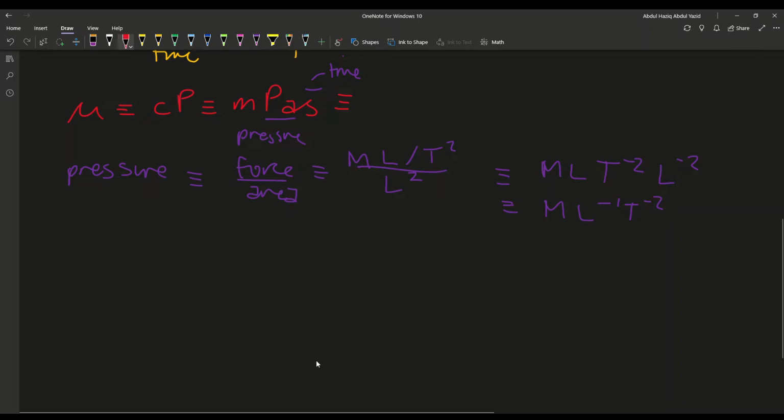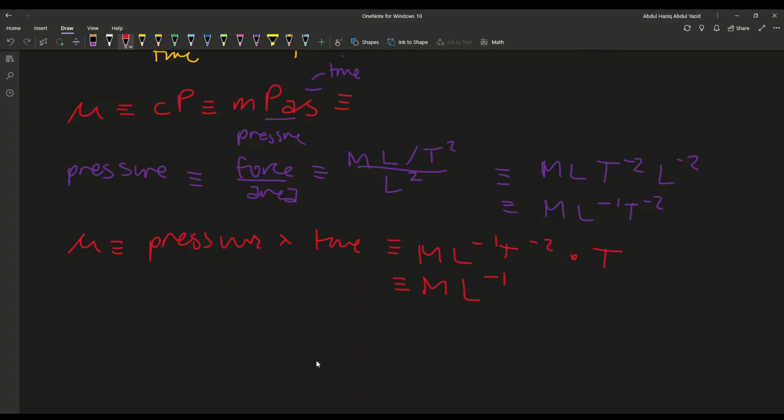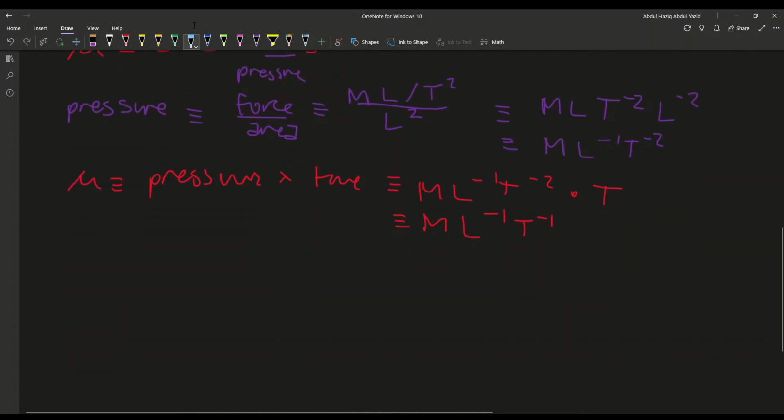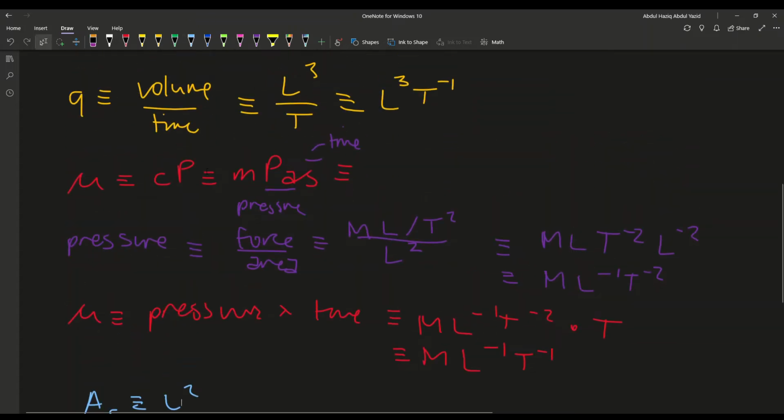Now let's go back to viscosity. Viscosity is pressure times the unit of time, which will end up being M L minus 1 T minus 2 times time. So we get dimensions of M L minus 1 T minus 1 for viscosity. Now the cross-sectional area, that's easy. It's just length squared, because that's area.